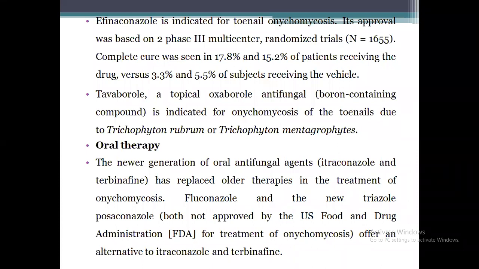Coming to oral therapy, as I mentioned, we have to go for some famous antifungals like itraconazole, terbinafine, and fluconazole. And the new triazole, posaconazole, can also be effective, but it is not approved by the FDA.